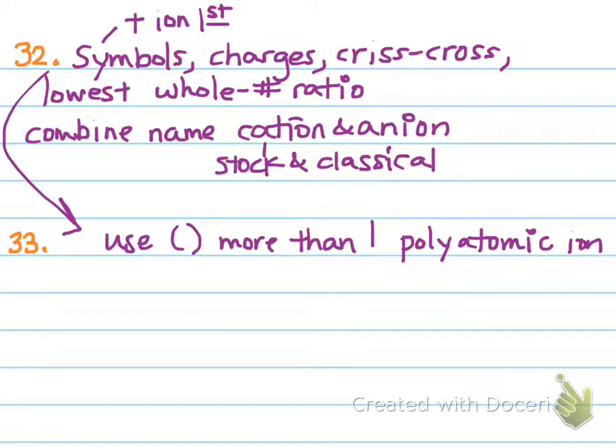How is the reverse done? So if I'm given the formula, how do I write the name? I still combine my name of my cation and my anion. And if my cation has more than one possible charge, I'll use the stock and the classical system.